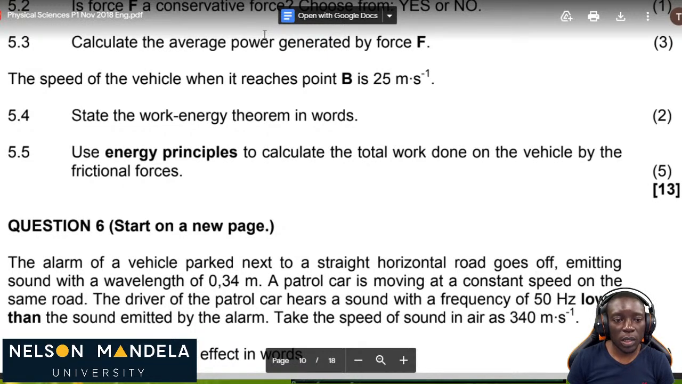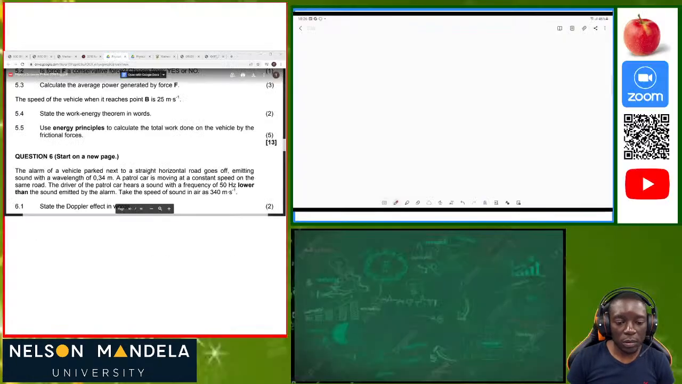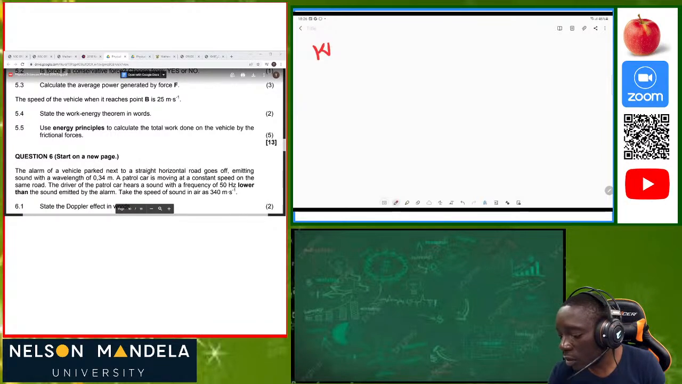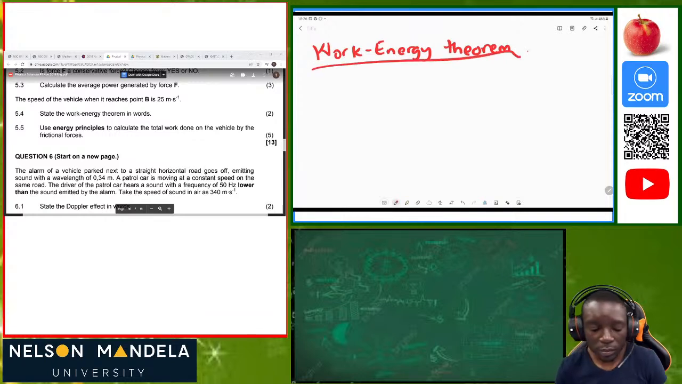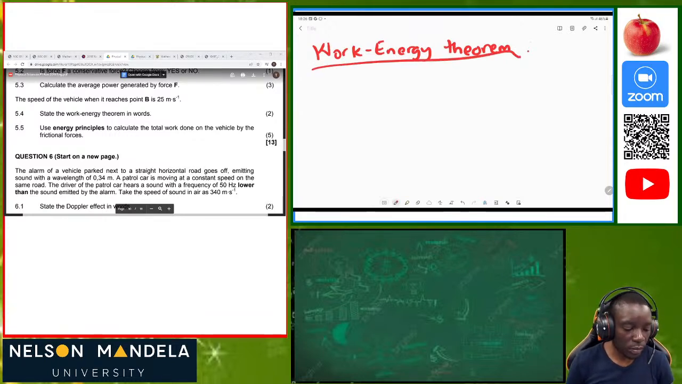The work energy theorem. Can you recall the work energy theorem? What does it state? State the work energy theorem.